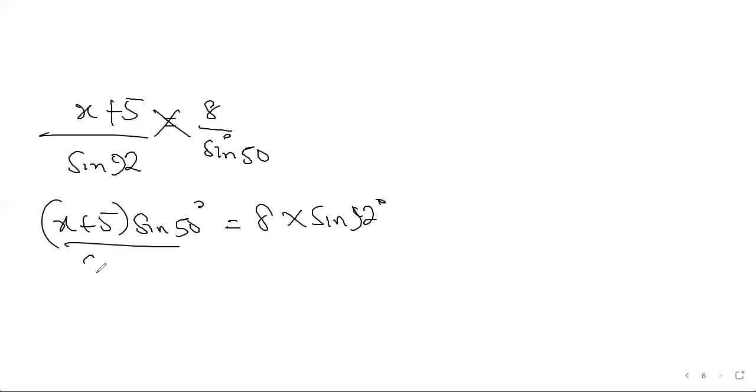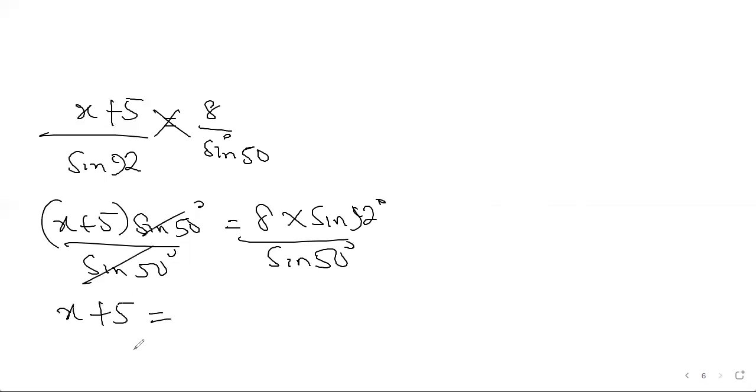So I divide both sides by sine 50, and this will cancel that, then X plus 5 will be equal to 8 sine 92. So this is 92. So that's 7.995 divided by sine 50. So that gives me 10.43, or 10.44 approximately. So x will be 10.44 minus 5, then x will be 5.44 centimeters.